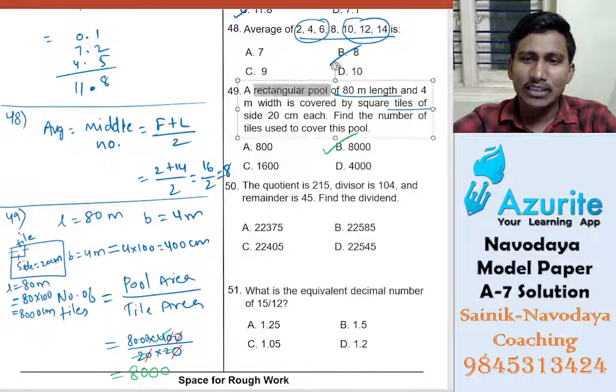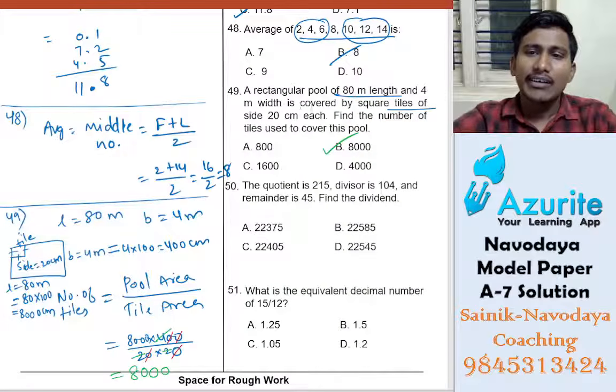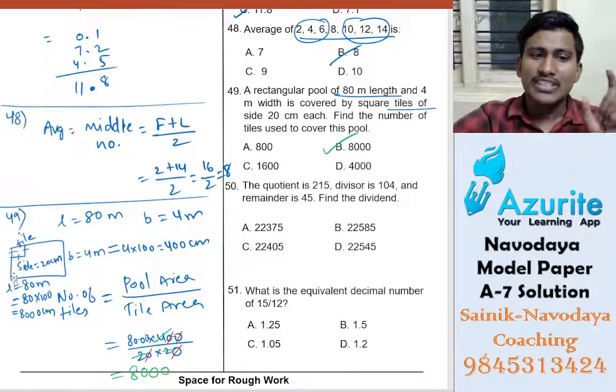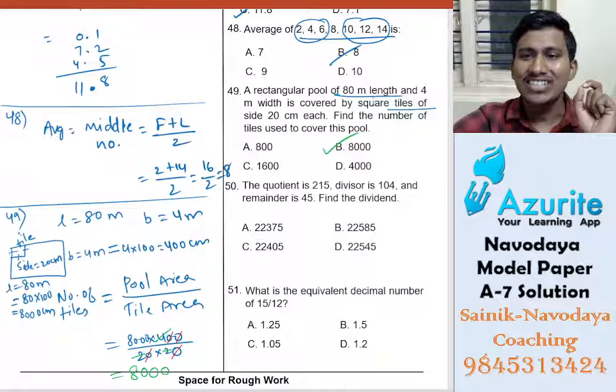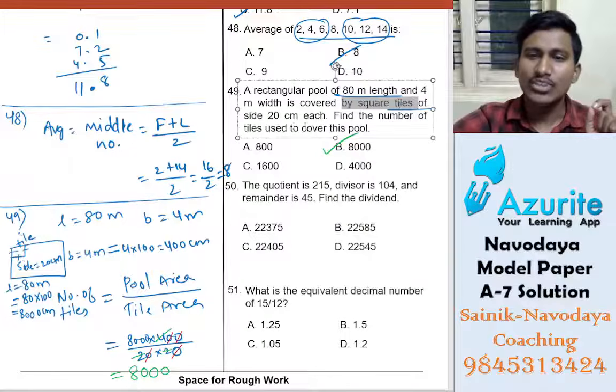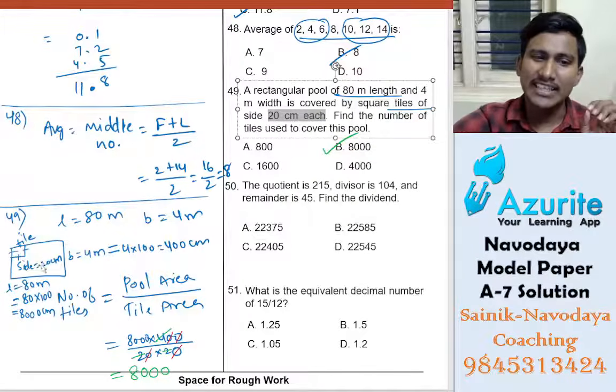So see here students, once again question 49. A rectangular pool of 80 meter length and 4 meter width is covered by square tiles of side 20 centimeter each. Find the number of tiles used to cover this pool. So length is 80 meter, breadth is 4 meter. So here the tile we cover, this is the pool, and this is the tile, a smaller square tile. The side is 20 centimeter.